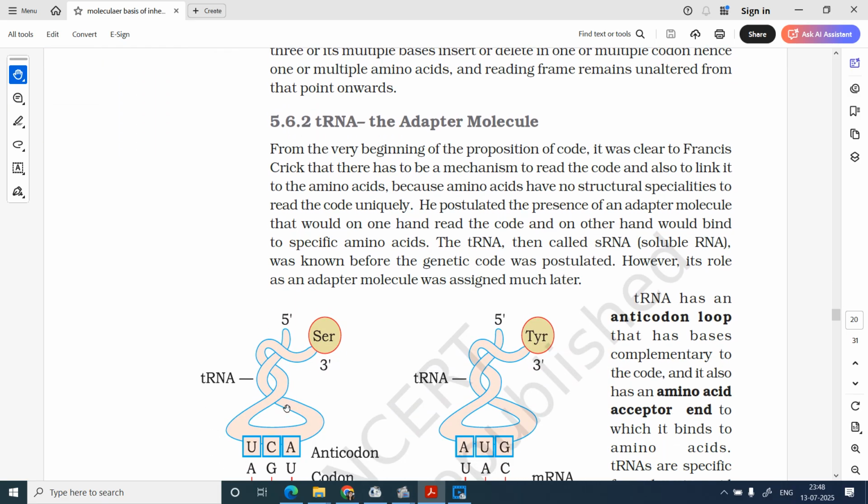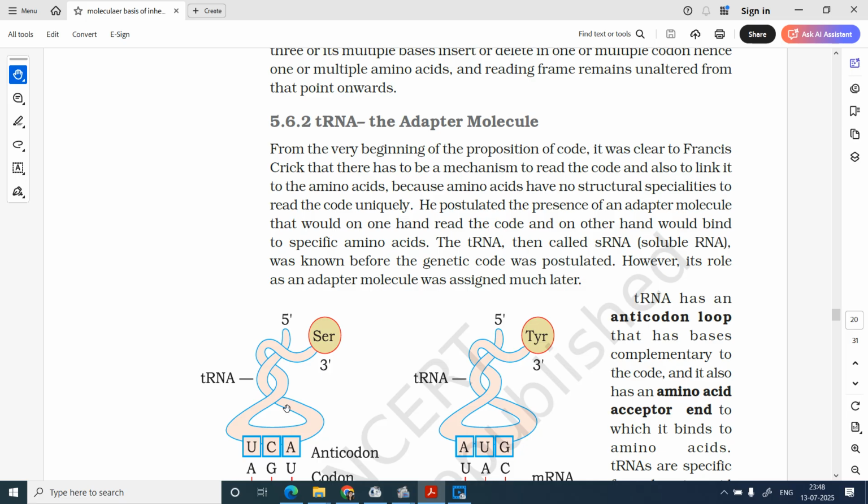5.6.2 tRNA, the adapter molecule. From the very beginning of the proposition of the code, it was clear to Francis Crick that there had to be a mechanism to read the code and also to link it to the amino acid, because amino acids have no structural specialties to read the code uniquely. He postulated the presence of an adapter molecule that would, on one hand, read the code and, on the other hand, would bind to specific amino acids.